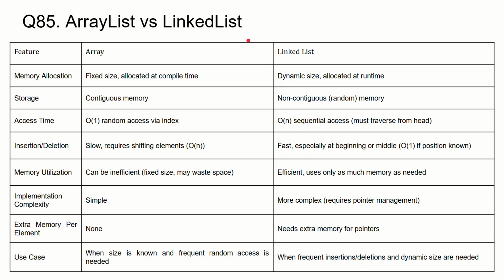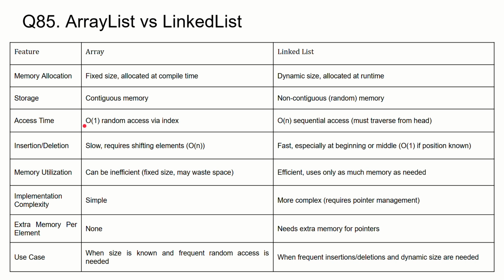Next, one of the important questions is the difference between ArrayList and LinkedList. Let us also understand this with the help of features. First is memory allocation. For array, the memory size is fixed and it is allocated at compile time. But for linked list, the size is dynamic and it is allocated at runtime. Storage: array is stored in contiguous memory. Linked list is stored in non-contiguous memory, which is random memory.